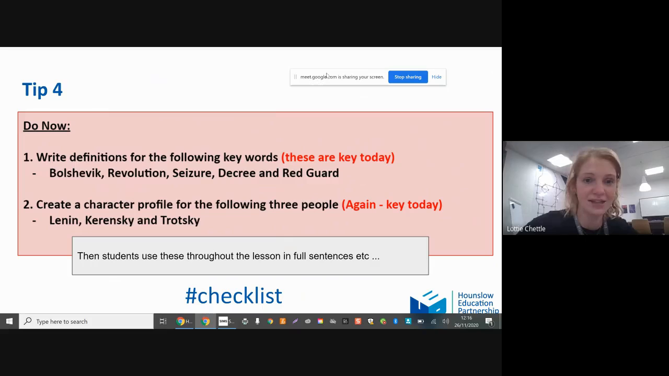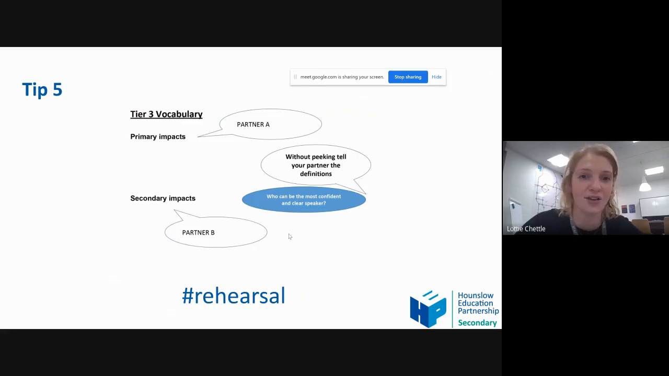And finally, tip 5, hashtag rehearsal. This is actually a geography example, but it can be really nice for hard to pronounce words, particularly if you're teaching the Russian dictatorship in A-level history. I personally find that students do not understand the definition as well if they're not sure how to pronounce it, because they don't end up using it in sentences, they're not confident in those words, and therefore they end up forgetting them or neglecting them.